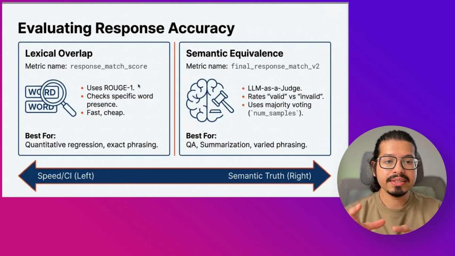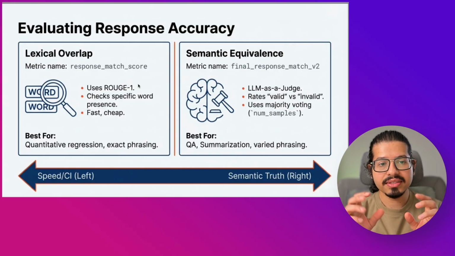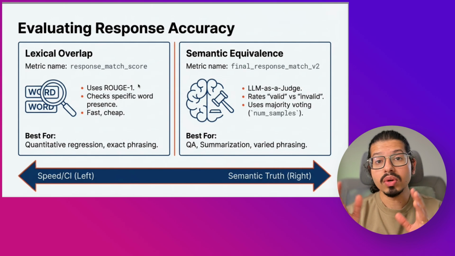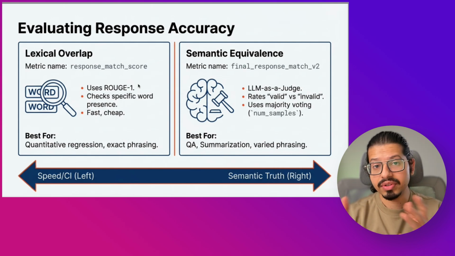The lexical metrics are better for speed and CI pipelines. Semantic metrics are better for measuring true correctness. So there is always a trade-off between speed and the depth of evaluation.